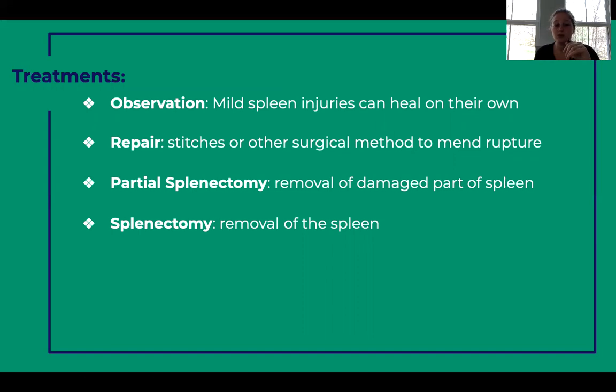For a more serious injury, a surgeon can go in and repair the spleen. So they could use stitches or any other surgical method to close up that hole or leak or rupture of any sort to keep that blood where it's supposed to be. Even more serious, you could go for a partial splenectomy. So they could remove the damaged part of the spleen and keep the healthy part so that the spleen maintains its function. However, if the spleen is not at all savable, the surgeon would have to perform a splenectomy, which is the removal of the entire spleen.